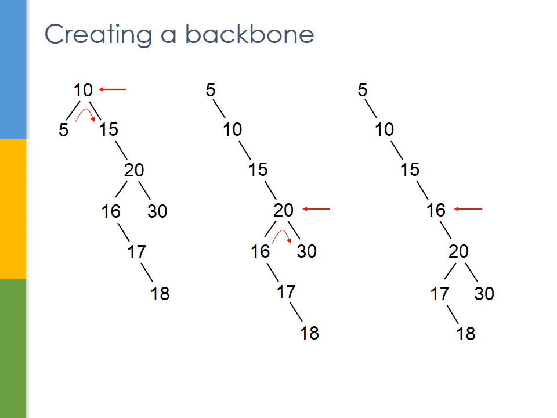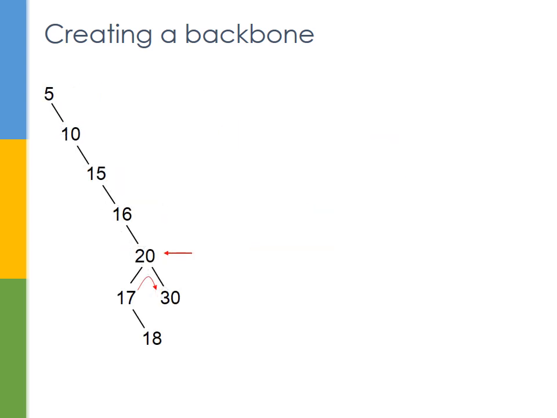Again, we need to perform the same test for a left child on node 16. We see that there's no left child, so we traverse down to node 20. Again, we perform the same test, and we see that node 20 has a left child, namely node 17. So once again, we need to perform a rotation, and this rotation will rotate node 17 about its parent, which is node 20.